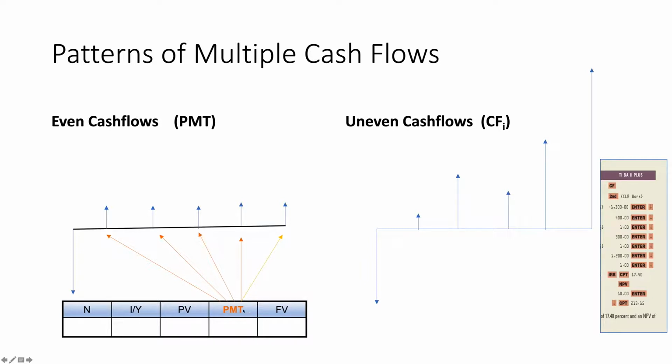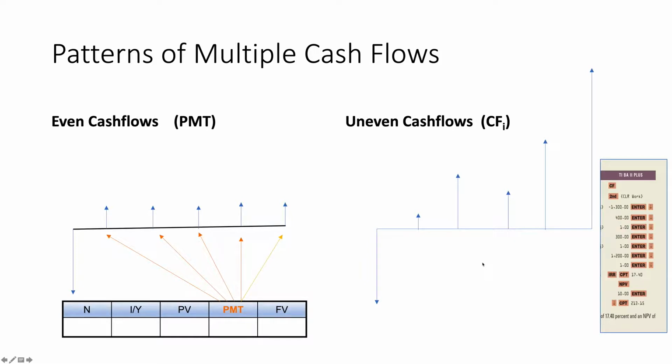Still, we have 4 parameters. They are N, the number of periods, I, the interest rate per period, present value, and the multiple future value, PMT. Those PMT must be the same, right? This is what we call even cash flow. Now let's look at uneven cash flow on the right-hand side of the chart.